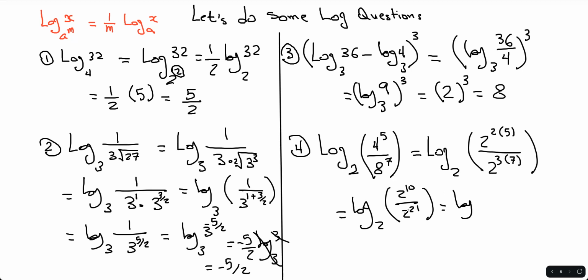When you're dividing, you subtract the exponents. So that becomes log base 2 of 2 to the power of 10 minus 21, which is negative 11. You bring the negative 11 down. Then you've got log base 2 of 2, and log base 2 of 2 is 1. So the whole answer is negative 11.